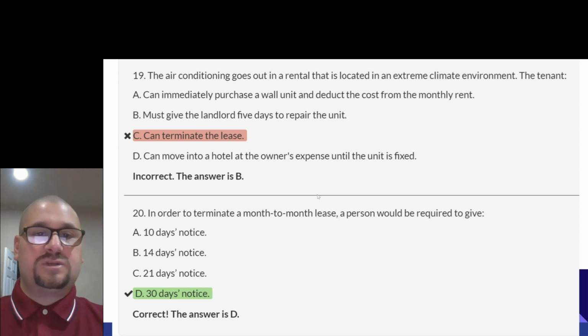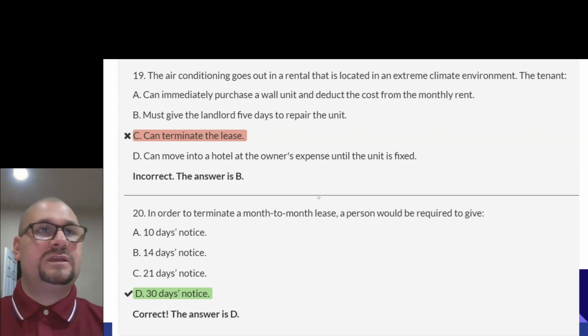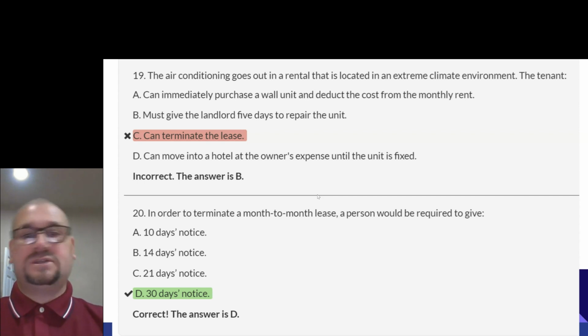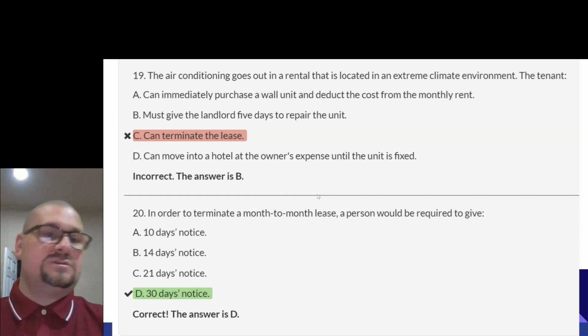Number 20, in order to terminate a month-to-month lease, a person will be required to give, Delta, 30 days notice. So in order to terminate a month-to-month lease, a person would be required to give 30 days notice. So again, not 10 days notice, 14, or 21.